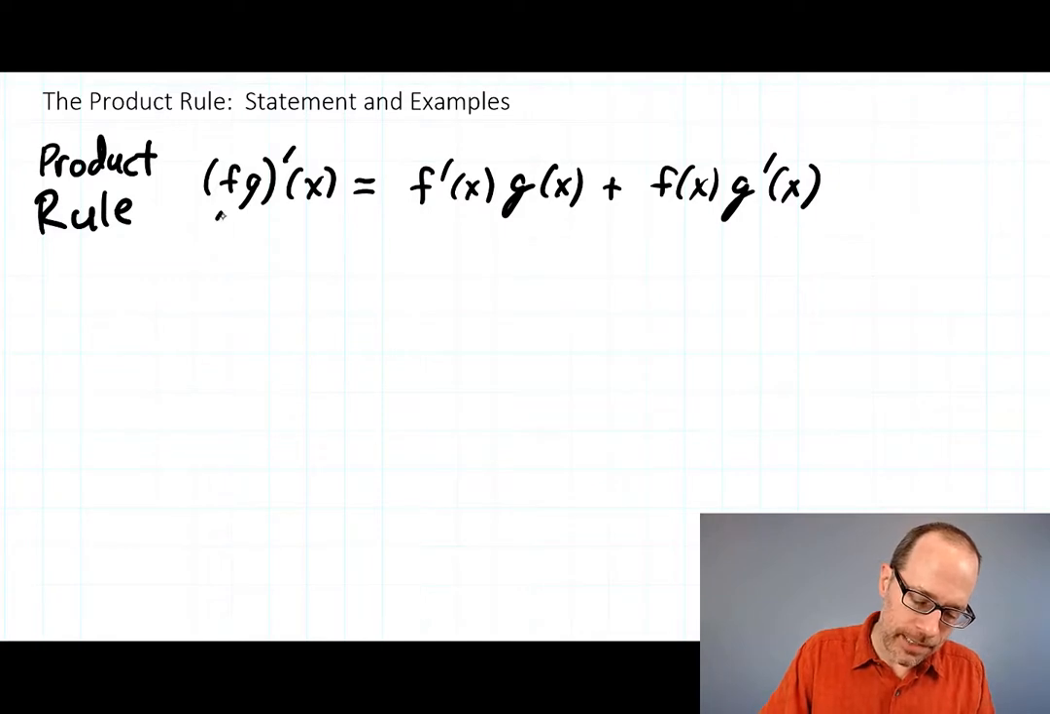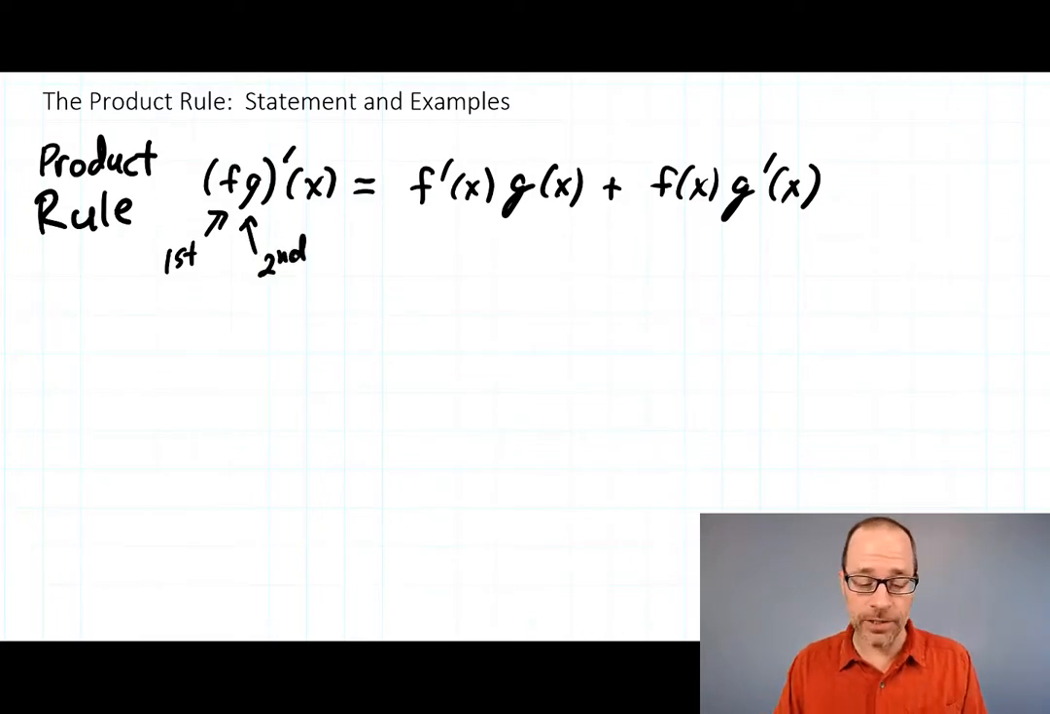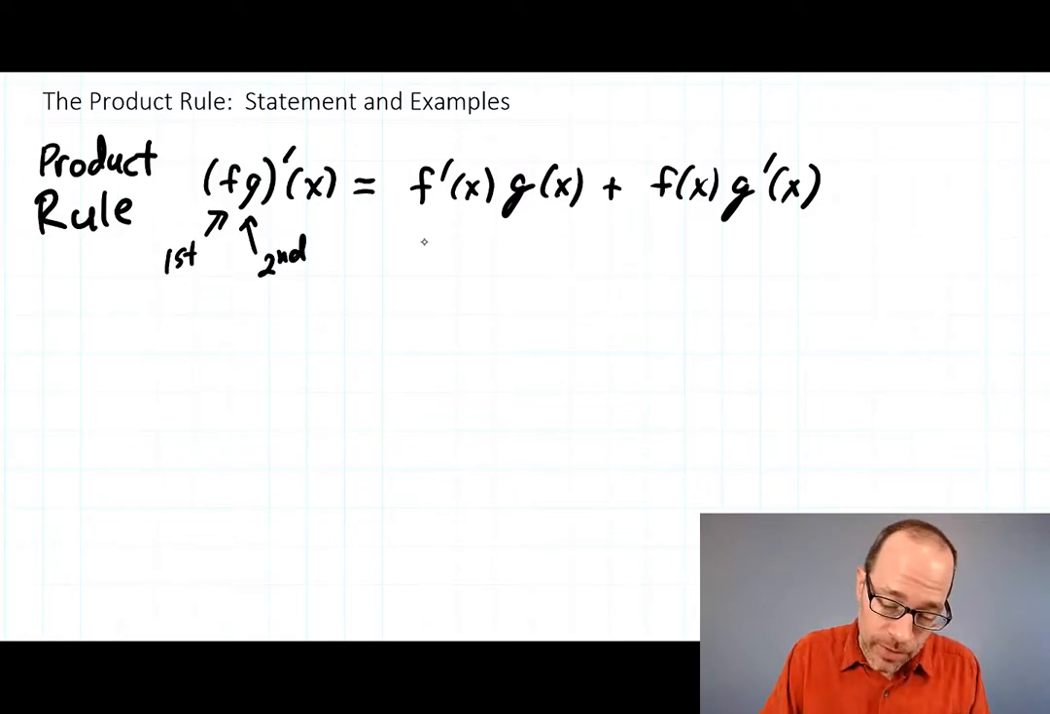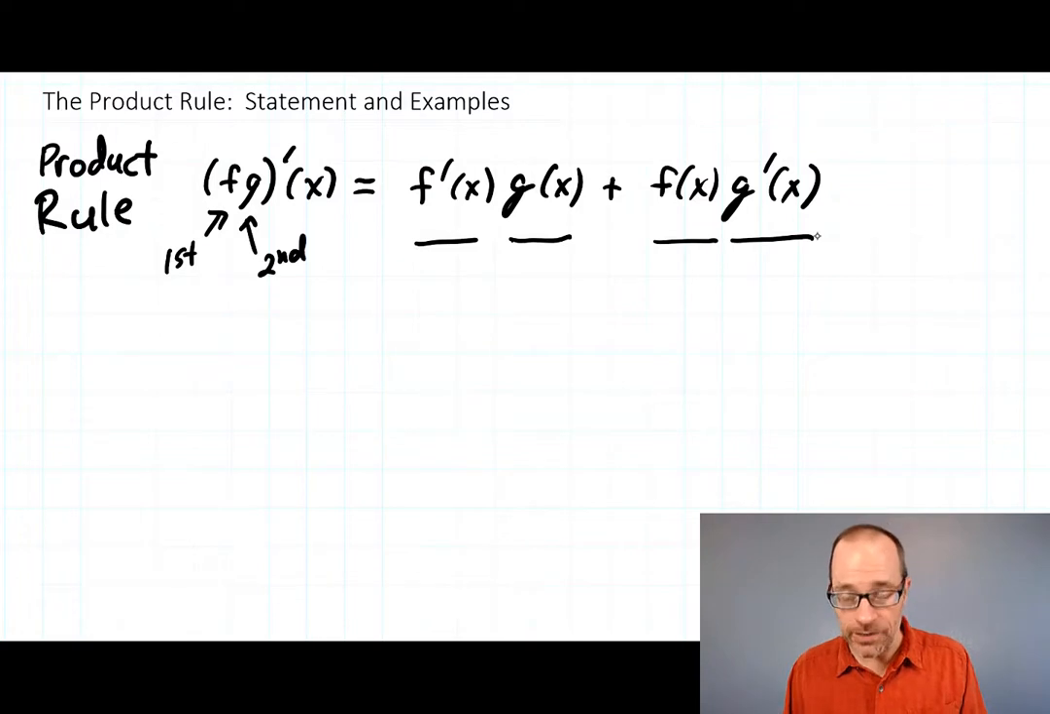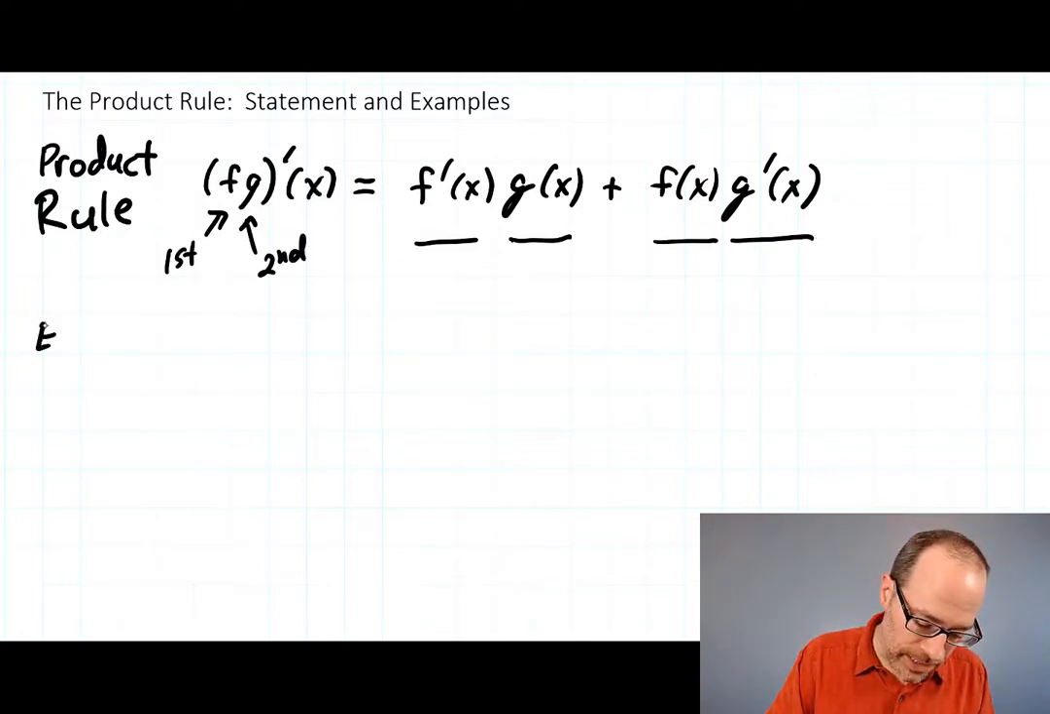Now there's a sort of mantra that people often say as they're doing this. They think of f naturally as the first function and g as the second function. And when you want to do the derivative of their product, you do the derivative of the first one, leave the second one alone, and then you leave the first one alone and do the derivative of the second one. That's it. All right, let's do an example here.